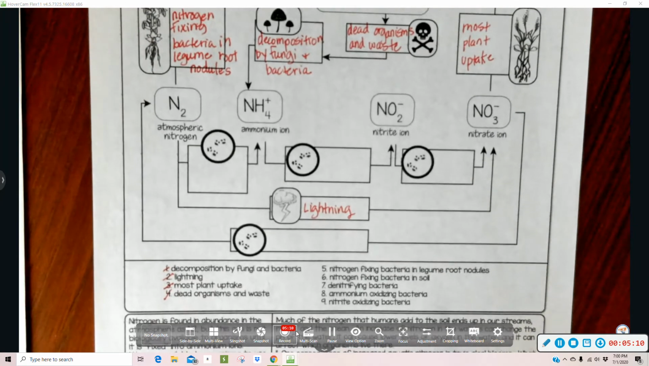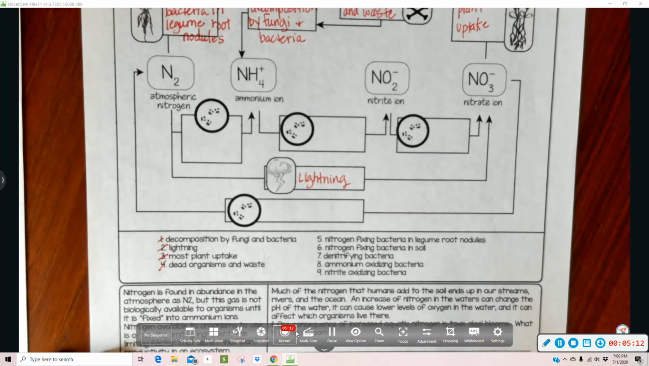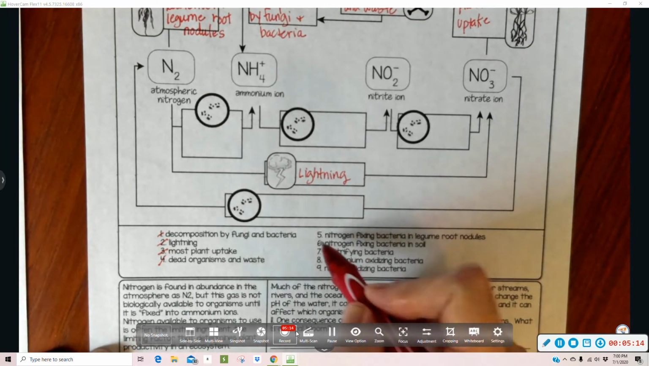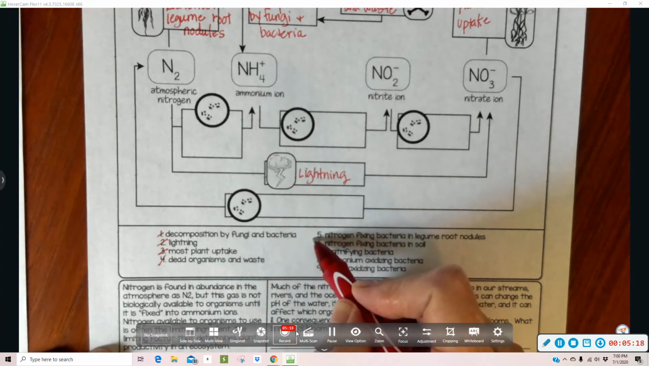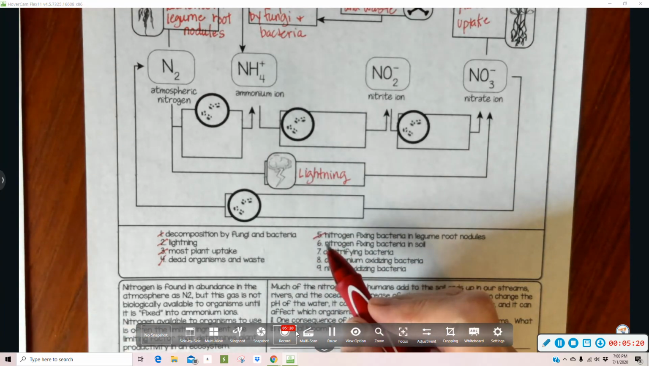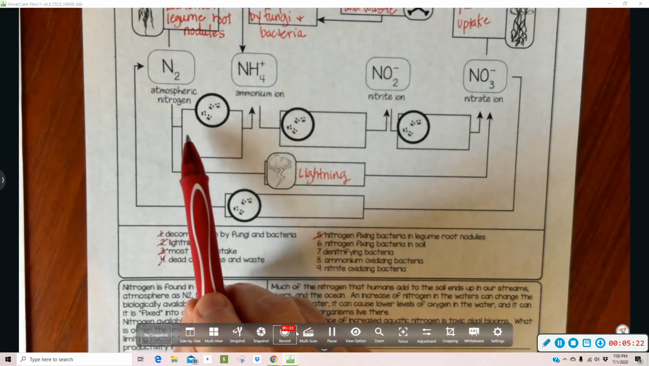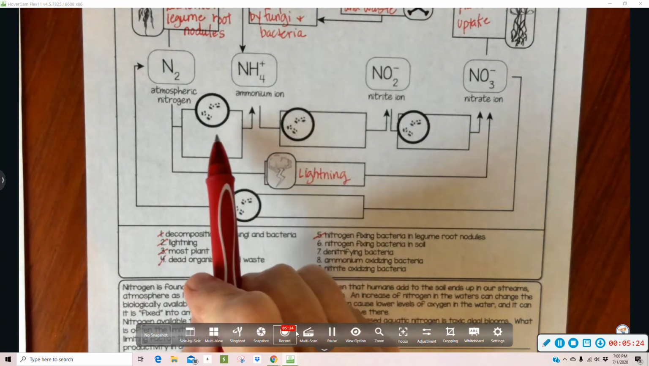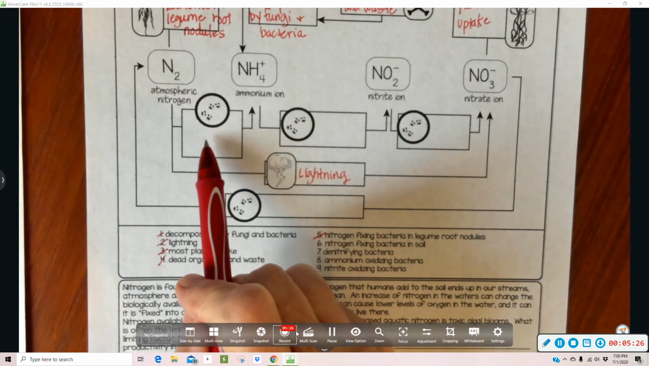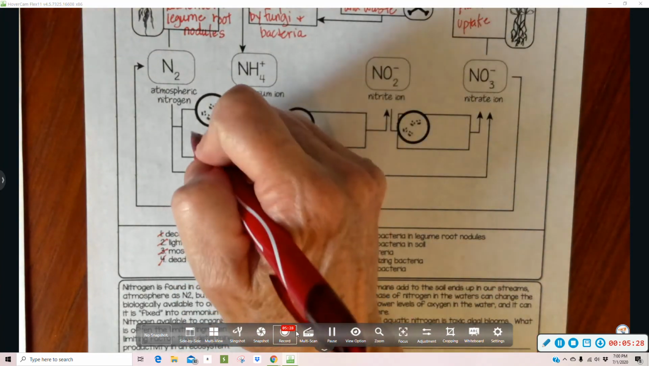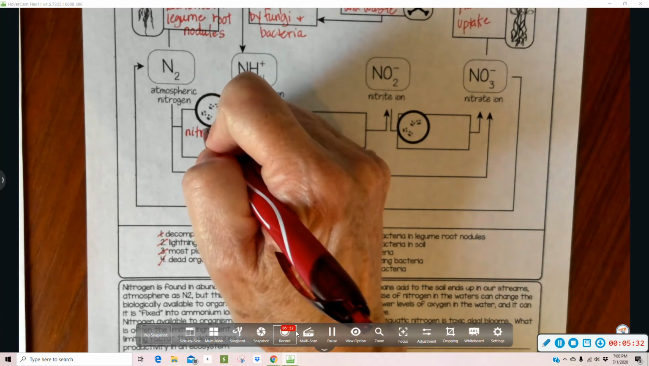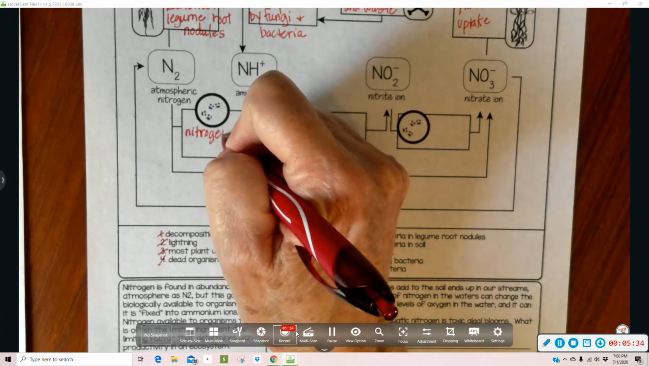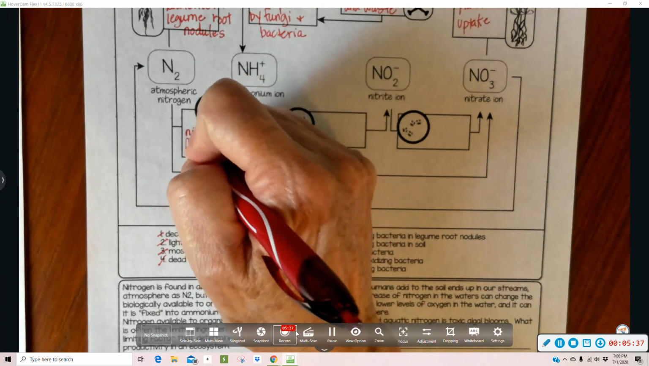Okay, so we move along here. We've got a lot of bacteria left. So we did number 5. Here we mentioned that lightning and bacteria in the soil will fixate nitrogen.